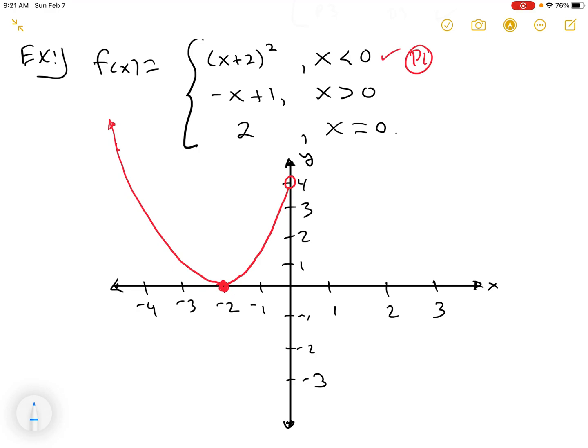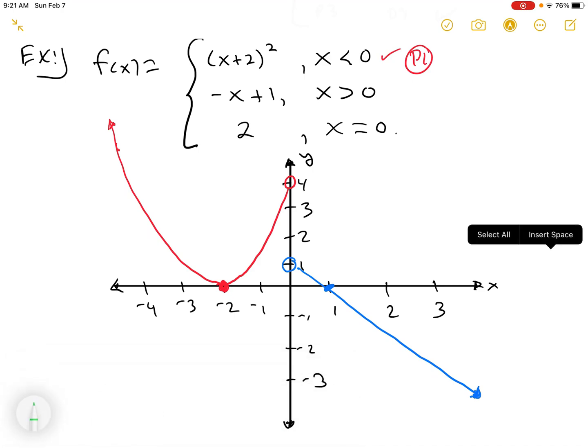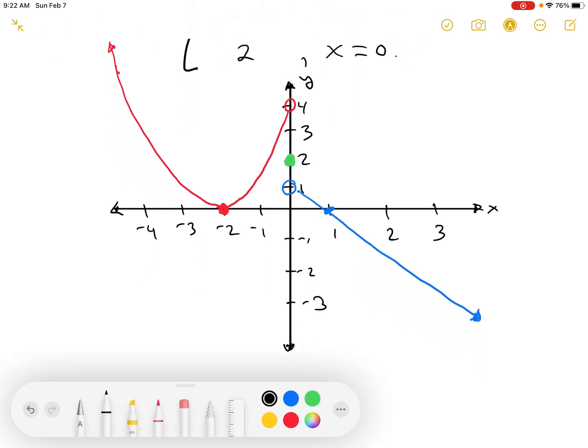Piece 2 is a line, and it's from 0 to infinity. And so at 0 we have 1 with an open circle, and then we have x-intercept at 1, and so there's the line minus x plus 1. And then at 0 we have the point 2. So now we've graphed this piecewise function, and we want to examine what's going on at 0, right?